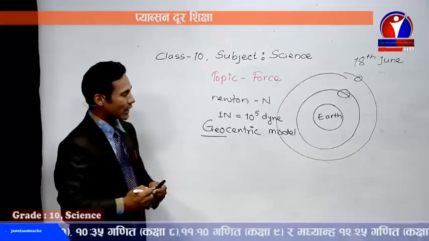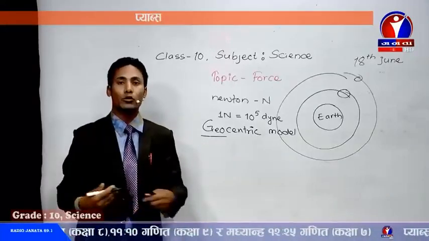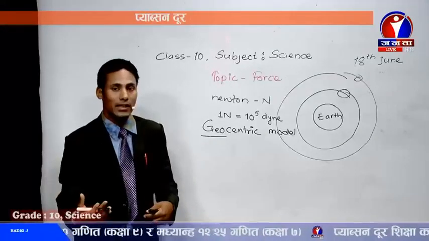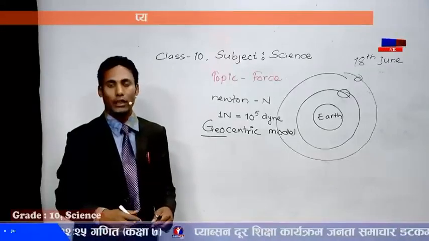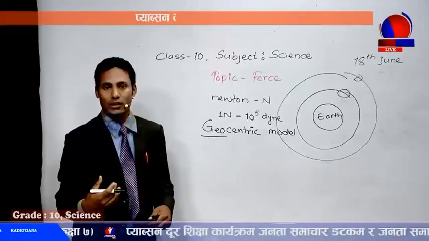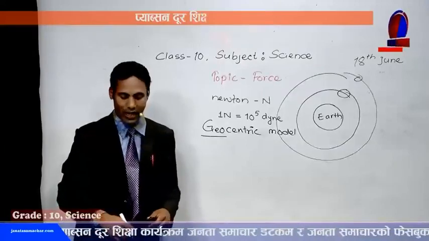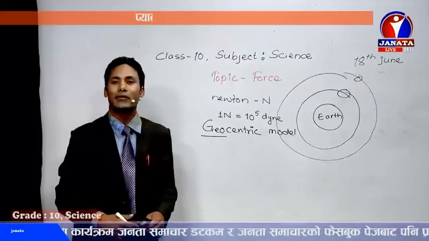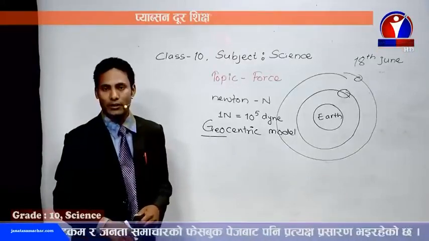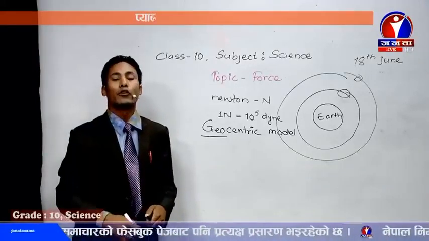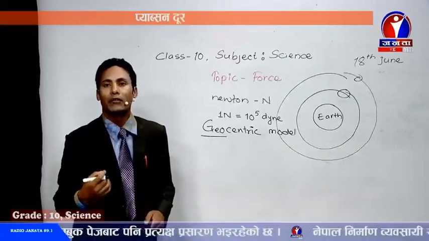And after this heliocentric model, people started to search why the sun is at the center, why the other planets are revolving around the sun. Later on, Sir Isaac Newton, in 1687 AD, found the force of gravitation, which is also known as the universal law of gravitation.